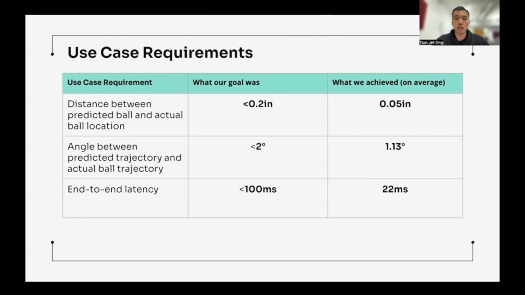We achieved a distance between the predicted ball and the actual ball of 0.05 inches on average. The angle between the predicted trajectory and the actual ball trajectory was 1.13 degrees on average. And lastly, we managed to achieve an end-to-end latency of 22 milliseconds on average, which far exceeded our expectations.